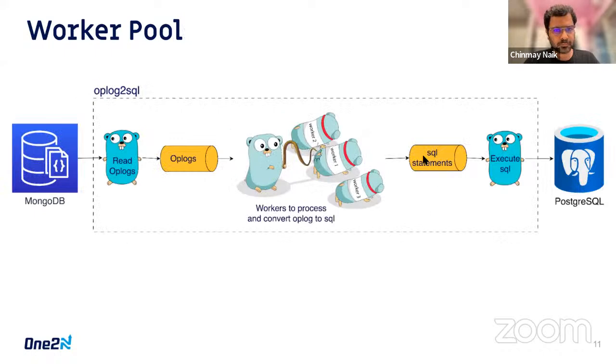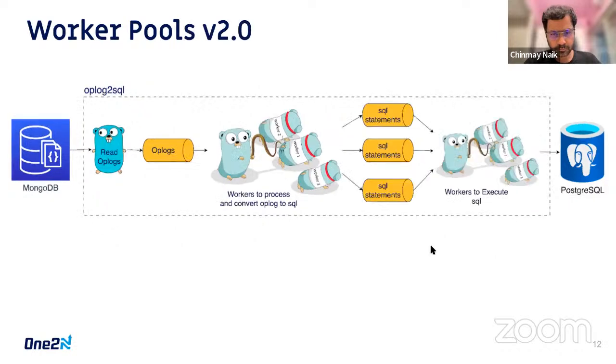But in this case, if all these workers are pushing into the same SQL statement channel, then it's a bottleneck, right? Though there are a lot of workers processing and transforming, there is a single SQL channel and a single goroutine responsible for executing those SQL statements. It's a bottleneck, so we will not get anything from adding workers at this stage only. We need to add another worker pool so that multiple workers can execute those SQL statements into PostgreSQL, right?